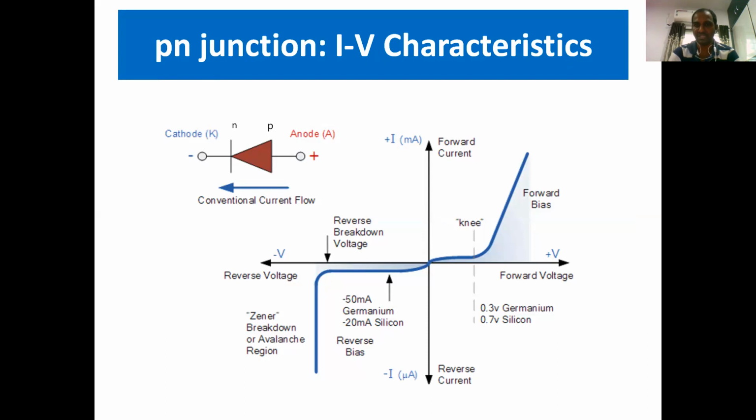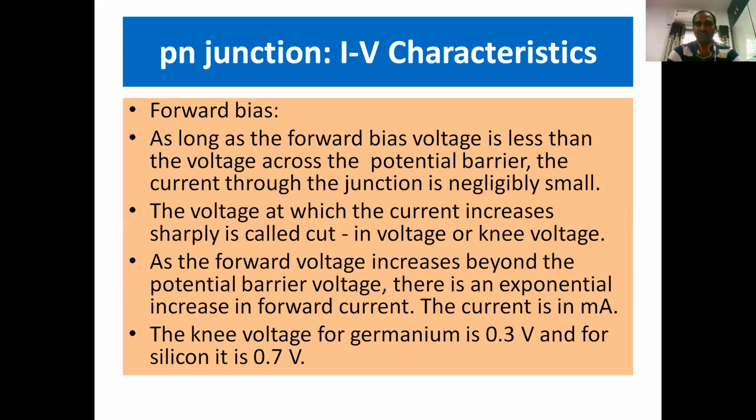On the right hand side is the forward bias characteristics, and on the left hand side, the reverse bias characteristics. I will explain all this in detail. When you operate the PN junction diode in forward bias, as long as the forward bias voltage is less than the potential barrier voltage, the current through the junction is negligibly small. That means the forward voltage is less than the barrier potential, so the current flowing through the circuit is almost negligible. The voltage at which current increases sharply is called the cut-in voltage or knee voltage.